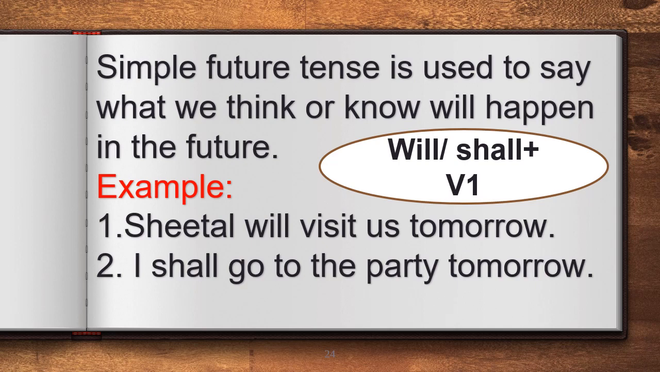What is the formation of simple future tense? Will, shall plus verb first form. Basically, what do we mean by simple future tense? This tense is used to say what we think or know will happen in the future. This tense is used to show future.